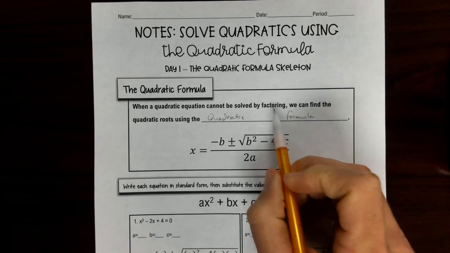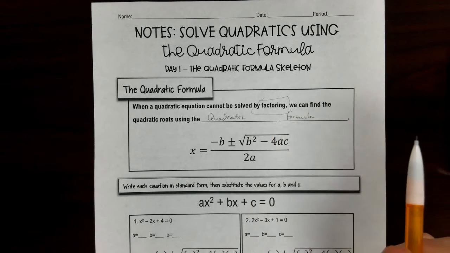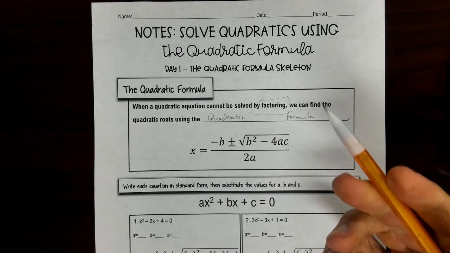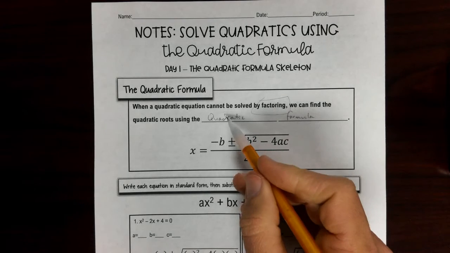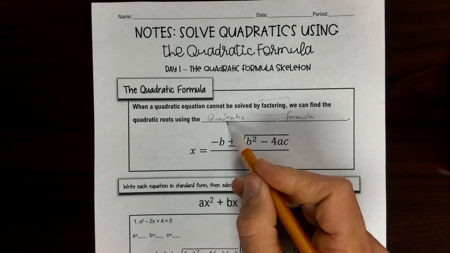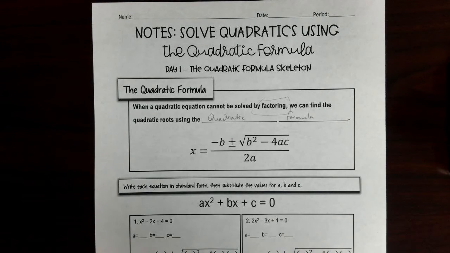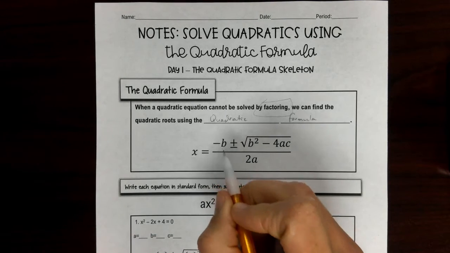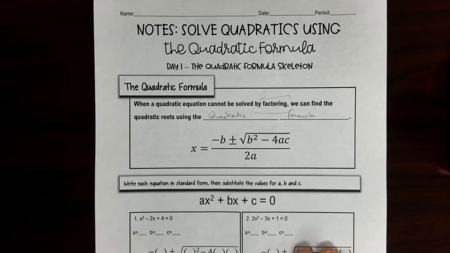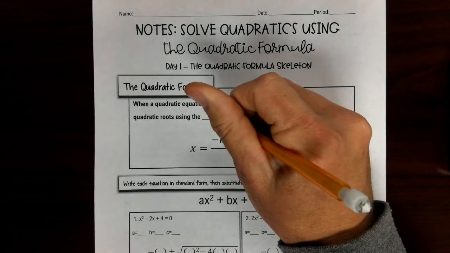Okay, so if you want to factor it, you can, if it's factorable obviously. But you can always use the quadratic formula and you will get the correct answer. You can use it if it could be solved by factoring, by the square root method, or by graphing. All of these will give you the same answer if you use the quadratic formula. So this is a foolproof way to solve quadratics.